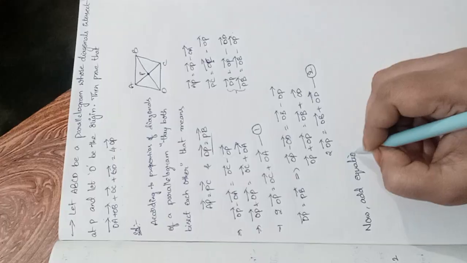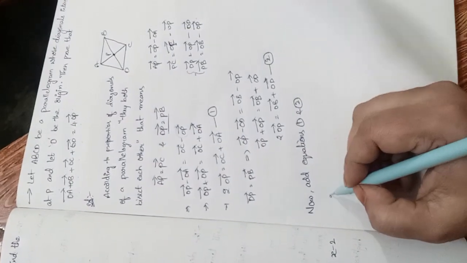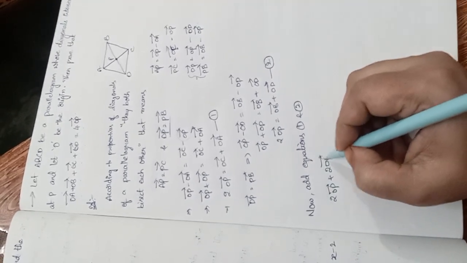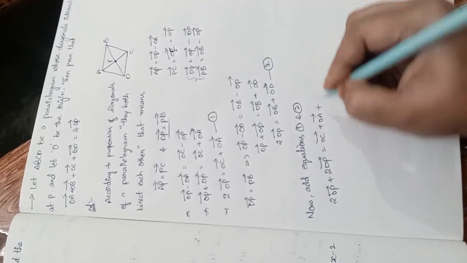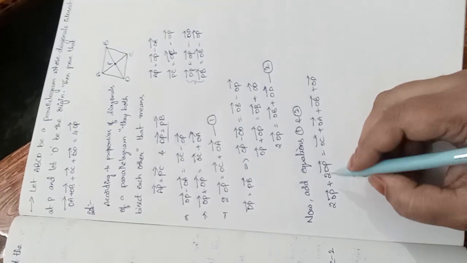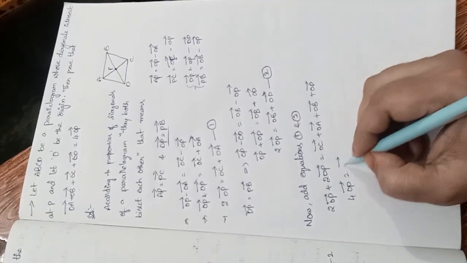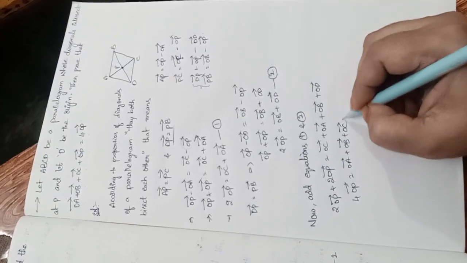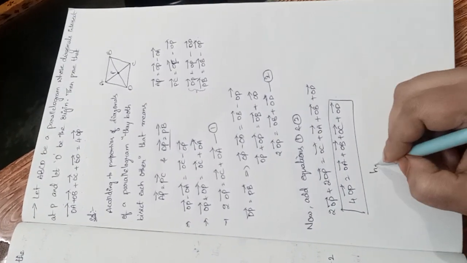Now add equation 1 and 2. What you will get? 2 vector OP plus 2 vector OP equals vector OC plus vector OA plus vector OB plus vector OD. So this becomes 4 vector OP equals, arranging them in order, vector OA plus vector OB plus vector OC plus vector OD. Right? Hence proved.